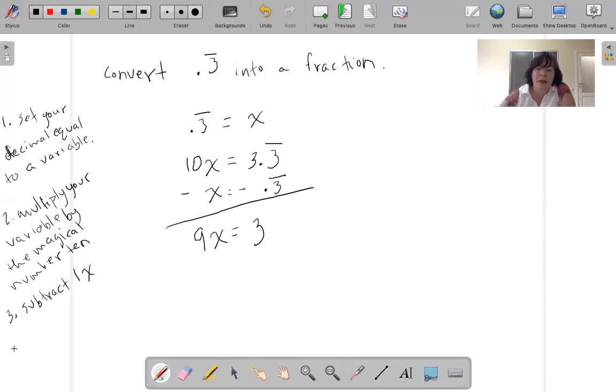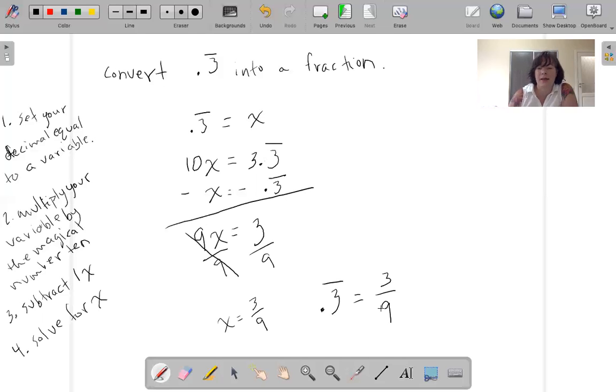Now, number 4, solve for x. How do we solve for x? We divide by 9, cancel this out. X equals 3/9. X is 0.3 repeating. 0.3 repeating equals 3/9.